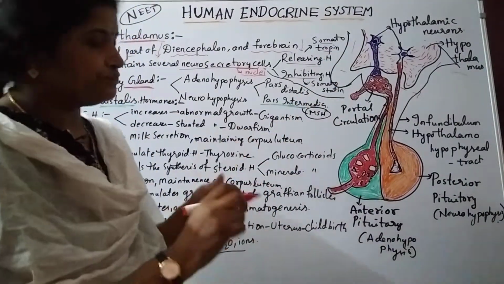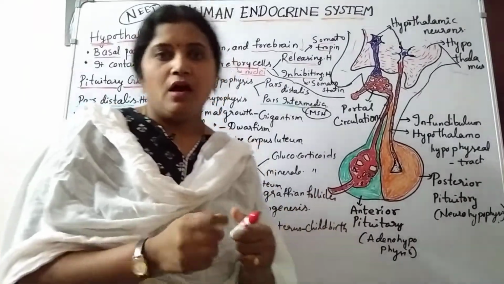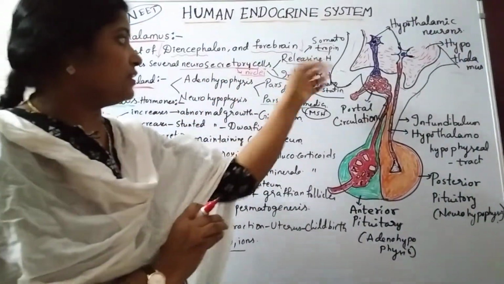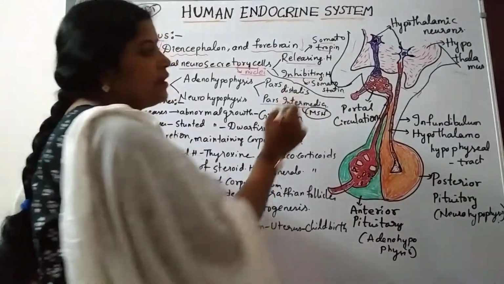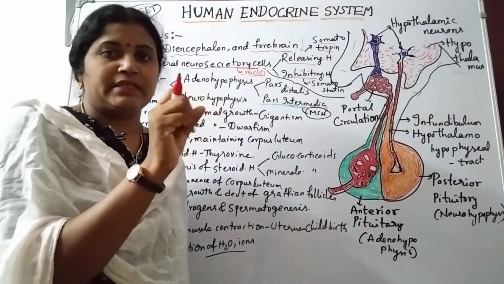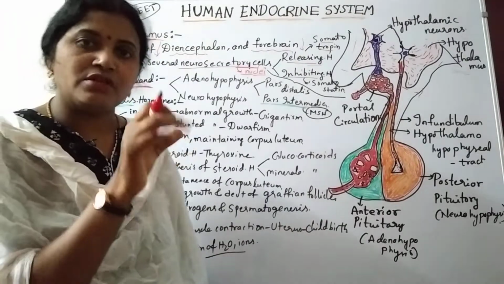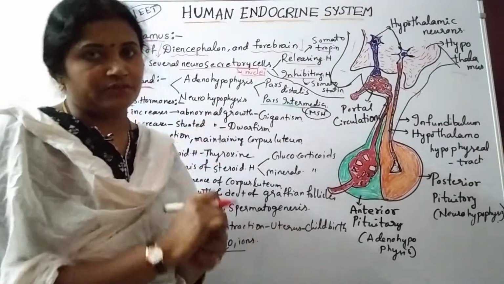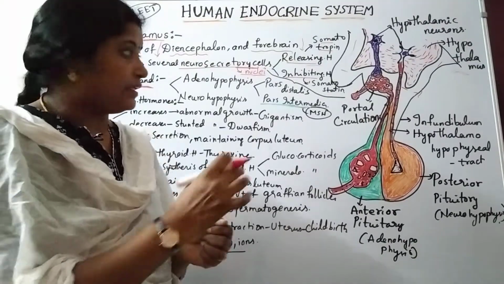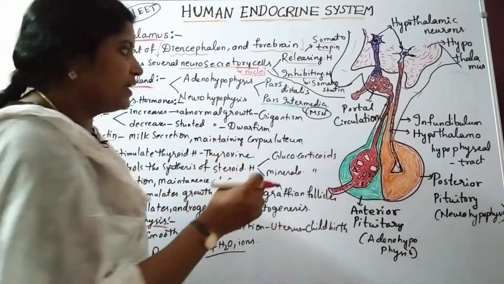Somatotropin is the growth releasing hormone, or gonadotropic hormone. And then the inhibiting hormone stops secretions. Inhibition means stopping. It inhibits the secretions of the other glands.